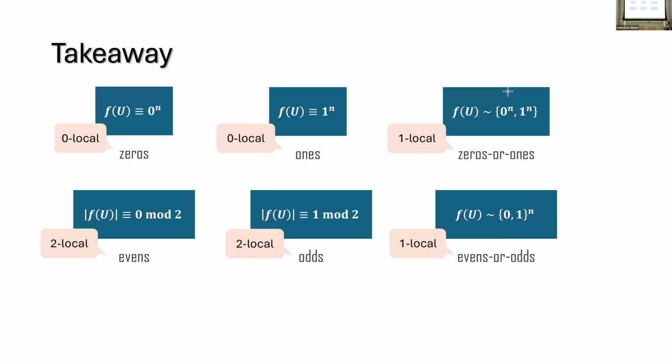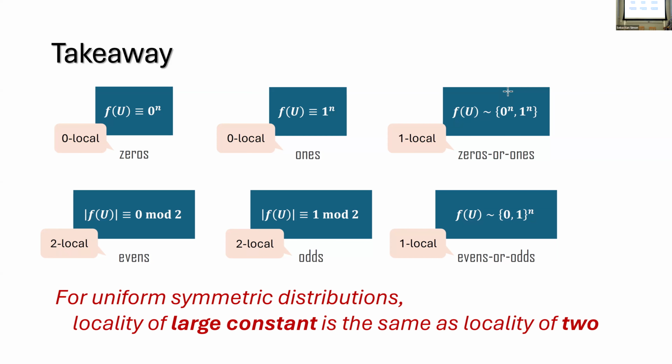Okay, so the takeaway here, before I mention the open problem, is we have 6 special distributions that are fairly easy to generate using local functions. In particular, there are at most 2-local. Each one of them can be computed very easily. I don't need an arbitrarily large constant, I just need a constant as large as 2. However, even if you have a larger constant, this is the best you can do. So to generate uniform and symmetric distributions, larger constant locality is the same as a locality of 2.